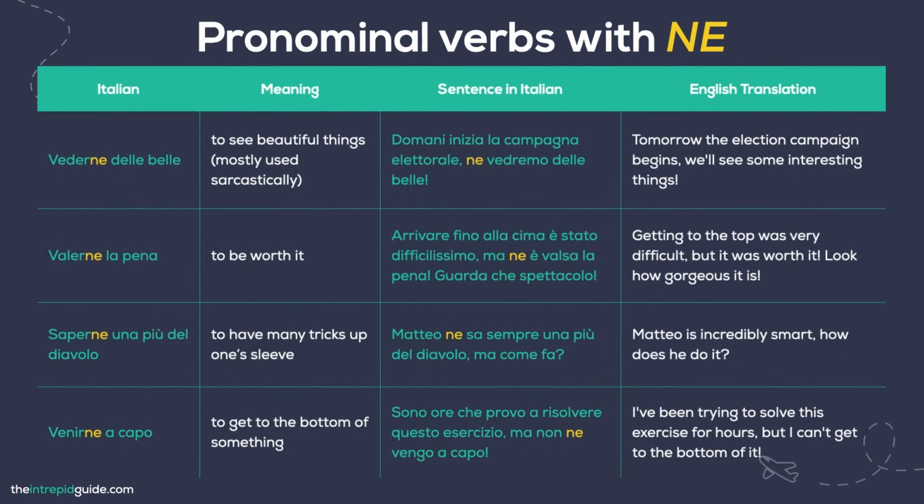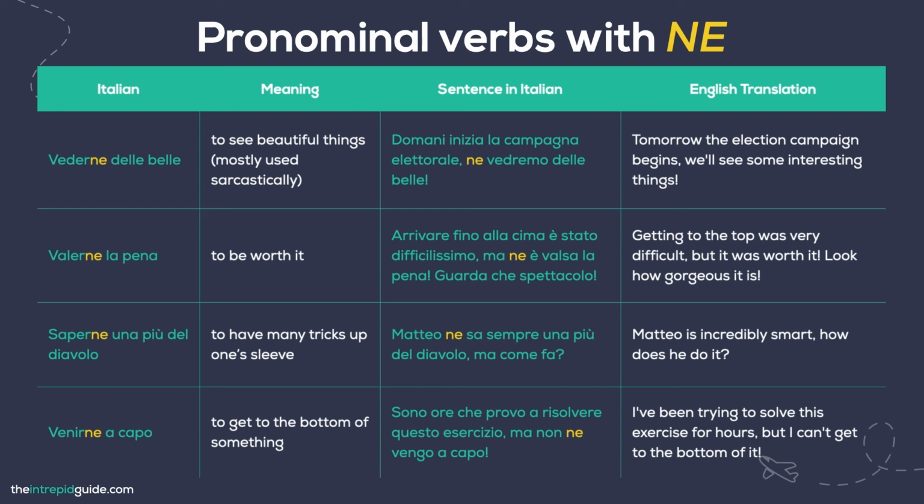Vederne delle belle. To see beautiful things. This is mostly used sarcastically. For example, Domani inizia la campagna elettorale. Ne vedremo delle belle. Tomorrow the election campaign begins. We'll see some interesting things.